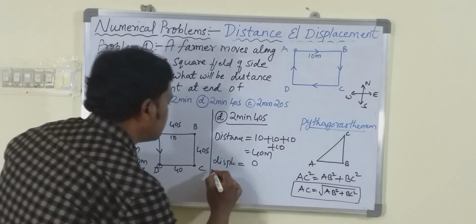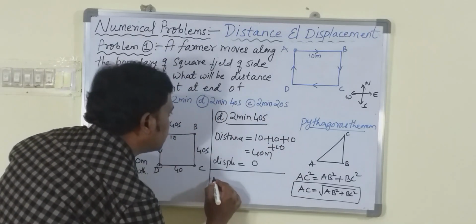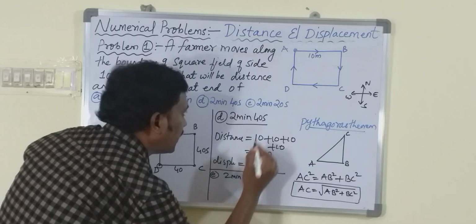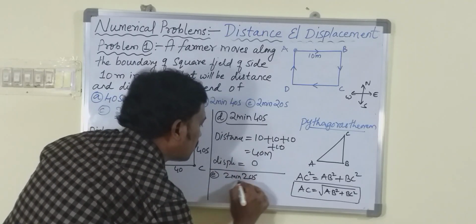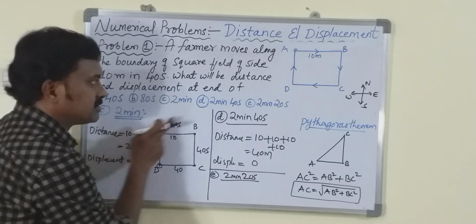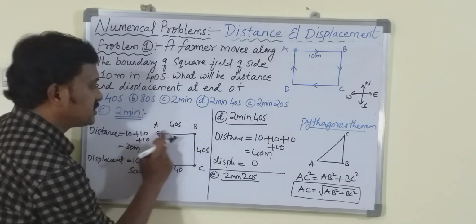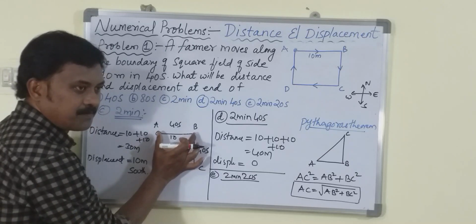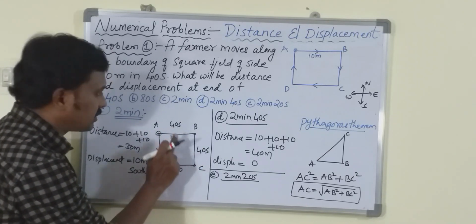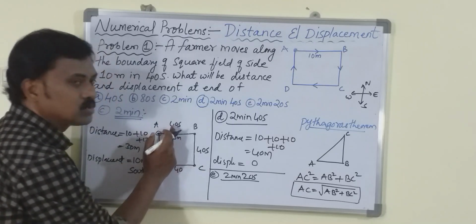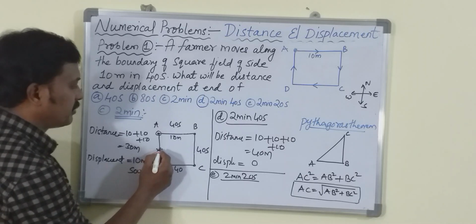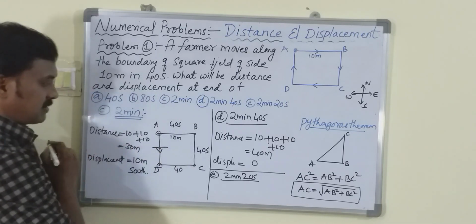Okay. Right. Let us see the last one also. That is 2 minutes and 20 seconds. Not 40 seconds. If it is 40, it would have come to A. Since it is 20 seconds, the distance traveled in 40 seconds is 10 meters. So the distance traveled in 20 seconds is 5 meters. So here, 2 minutes 20 seconds. So the body will be around here. So this will be the final position.